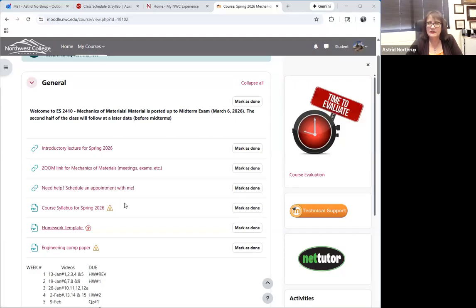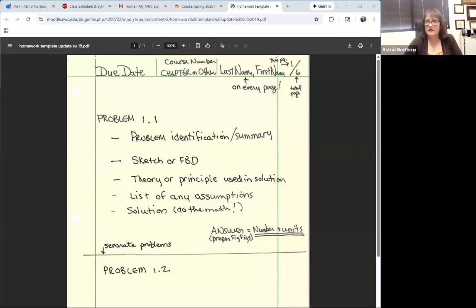Homework template. Well, let's take a look at this. All right, so this homework template is actually a standard form of how engineering problems are put together. And you can see at the top, you write the due date, the course number, your last name, your first name, and then how many pages of the total. The way I collect homework, I don't collect it after every section. I only collect it at the end of a chapter.